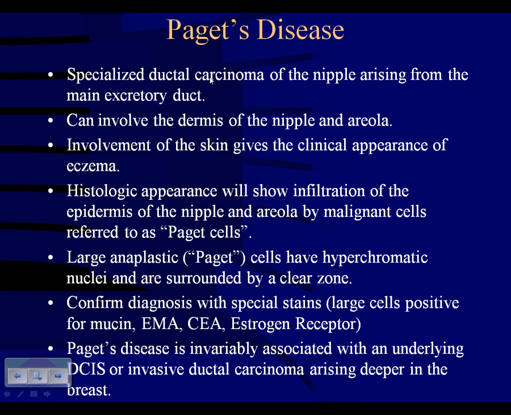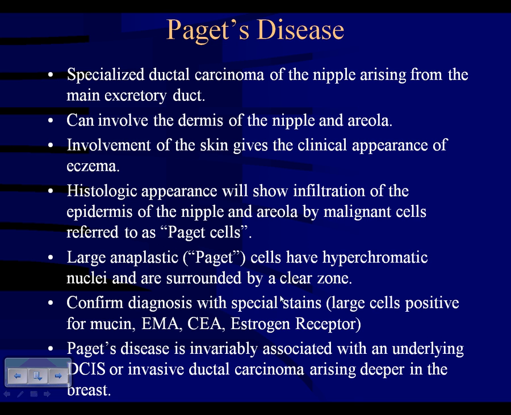And what this means is that these ductal cells that are malignant are involving the epidermis. And it will give the nipple and the surrounding areola an eczematous appearance. So these patients will present with what looks like eczema or chronic irritation of the nipple. And they'll do a biopsy, and they'll see these large anaplastic, what we call Paget cells, often surrounded by a clear zone, that actually are a variety of ductal cells that has spread to involve the overlying epidermis of the nipple and areola.